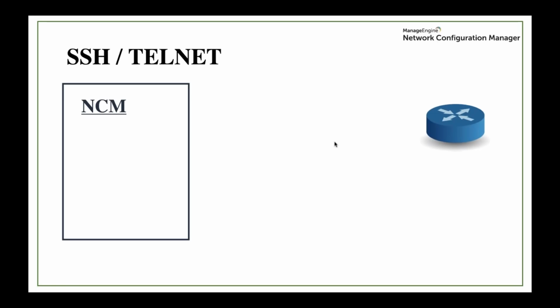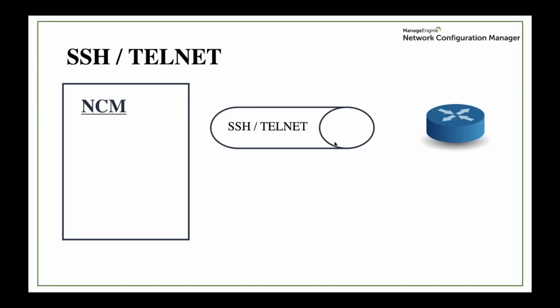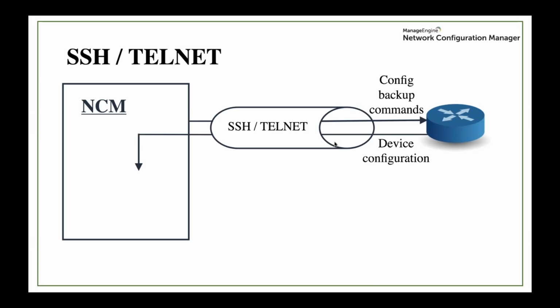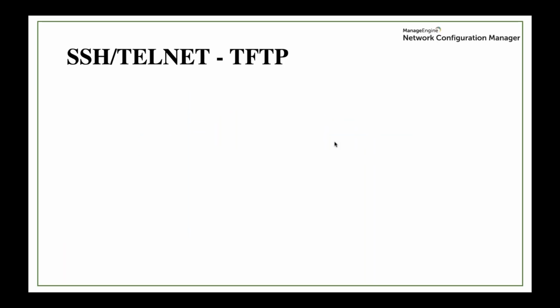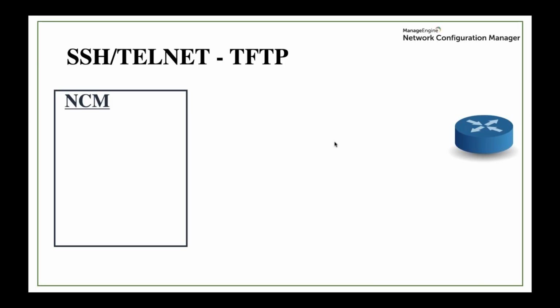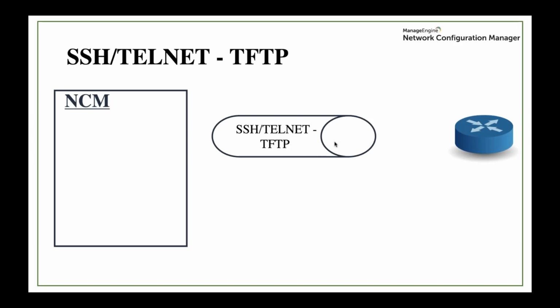So when we use the SSH and Telnet protocol, this is how the process works. A communication channel gets established between NCM and the device over SSH or Telnet. Once the communication channel gets established, the configuration backup commands are sent from NCM to the device. Once the device receives the configuration backup commands, it sends back the device configuration, which is then encrypted and stored in the NCM database.